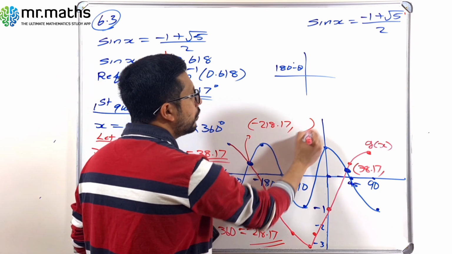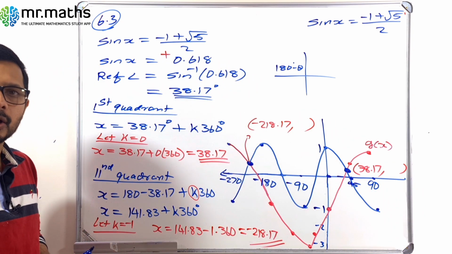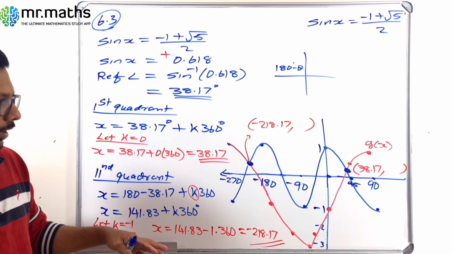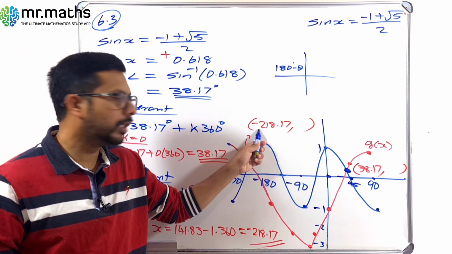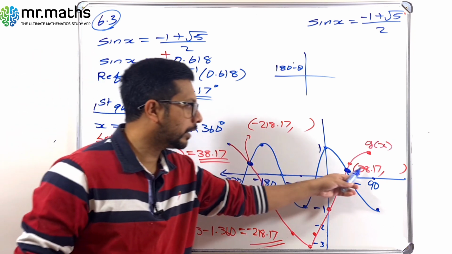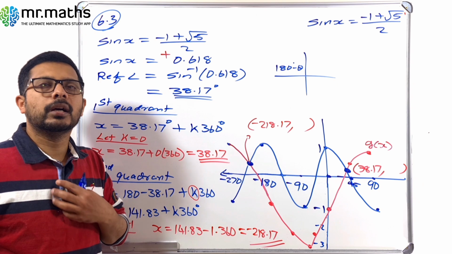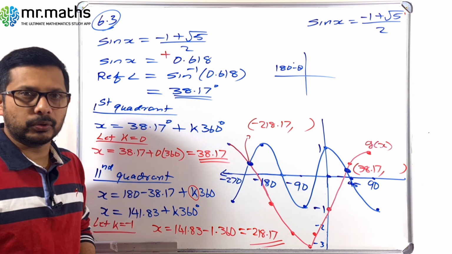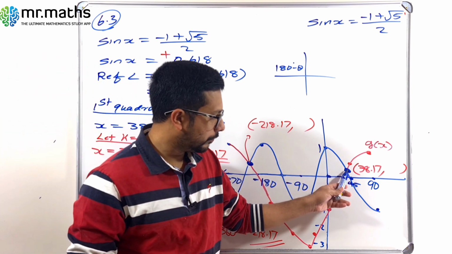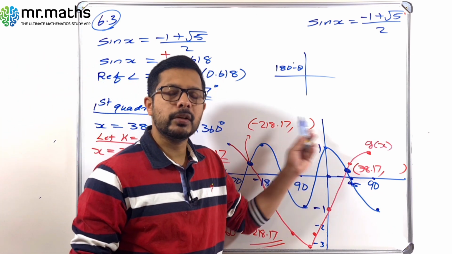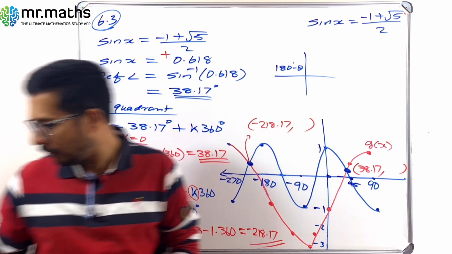The question is to find the coordinates of the point of intersection. So at these points of intersection, we got the x values. Here it is minus 218 and here it is 38. So we have to find the y coordinate of that point also. That's it, very simple. How can you find the y coordinate of this point? You have to substitute x as 38.17 in any one of the equations.